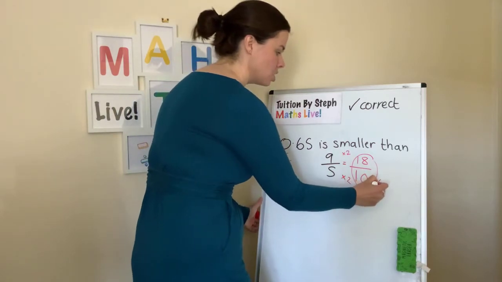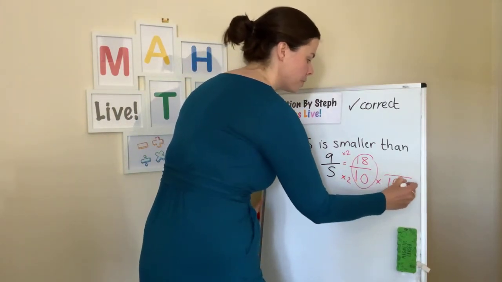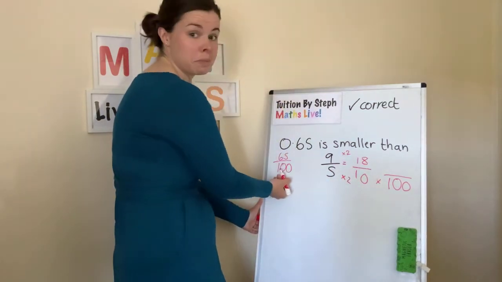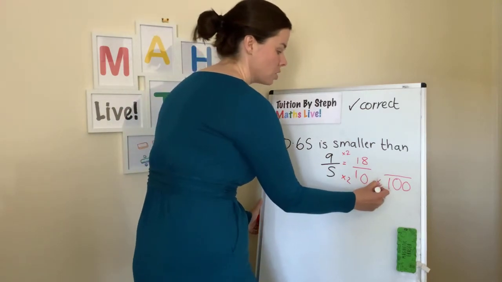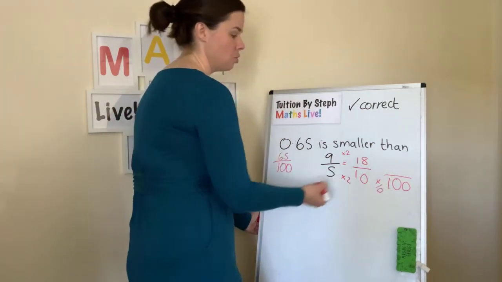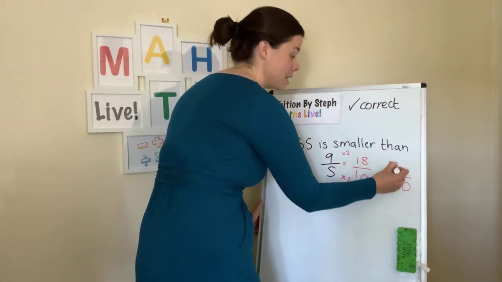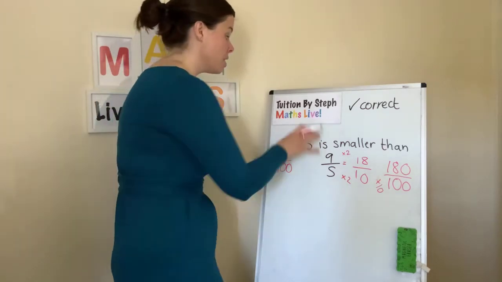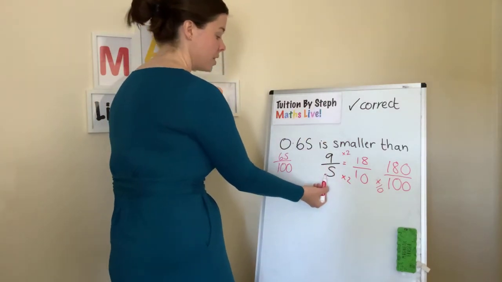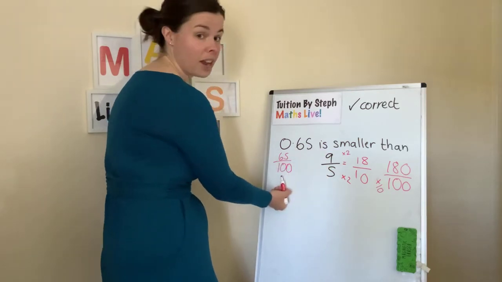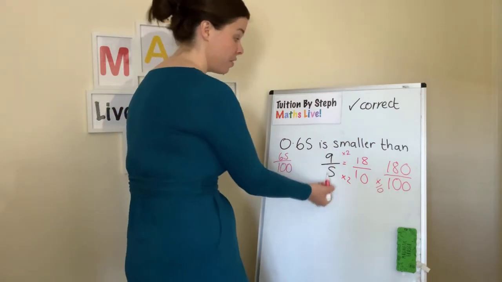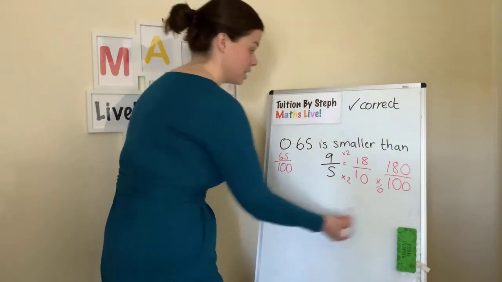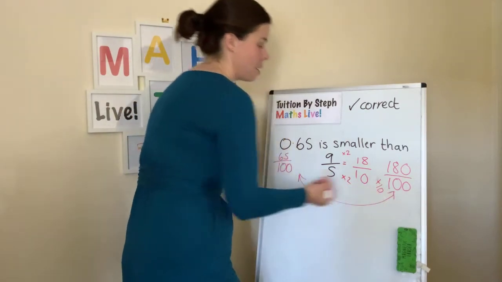If I then made it into over 100, okay? So if I change this now, so that it's over 100 and it's matching the 0.65, I've obviously got to times that by 10. 10 times 10 is 100. So then I've got to times 18 by 10, which is 180 over 100. So you know now that he is correct because 0.65 as a fraction is 65 over 100, and 9/5 can also be written as 180 over 100. And you can see that they're bigger.